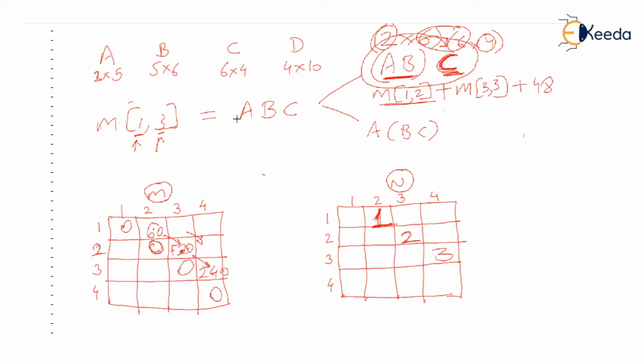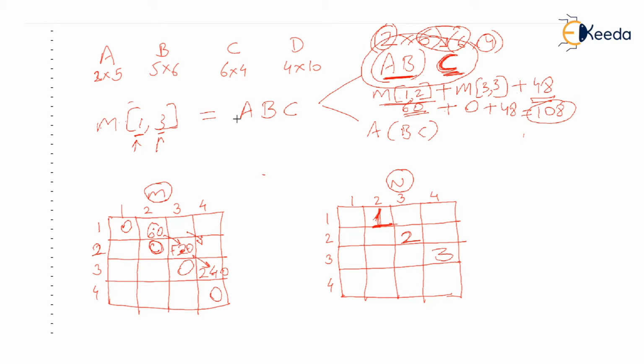M12, as you see in the matrix, is 60. What is this 60? Number of multiplications needed to compute A into B. Understand that A dot B is 60 multiplications, plus the number of multiplications needed if only matrix C is given, which was 0. And then after finding A dot B, you multiplied that A dot B with C. Number of multiplications needed were 48. So this gives you a total of 108, if I'm not wrong. Yes, 108 multiplications. And what about A into BC?